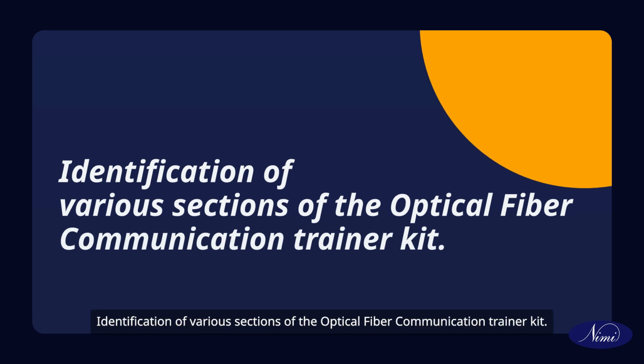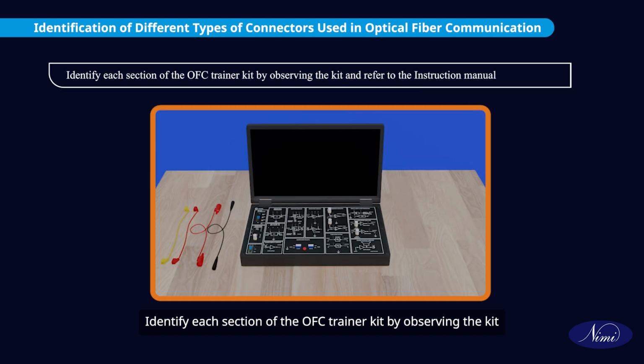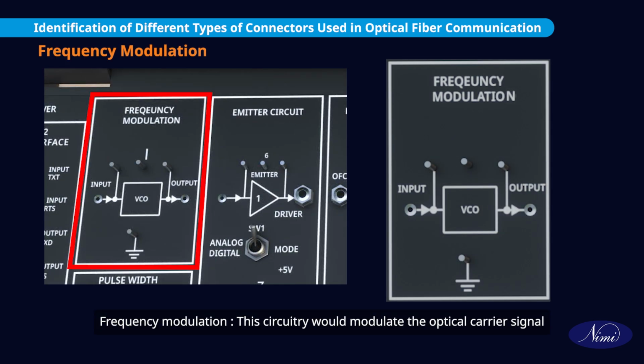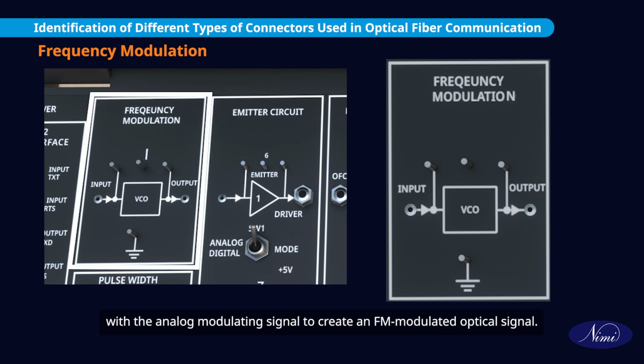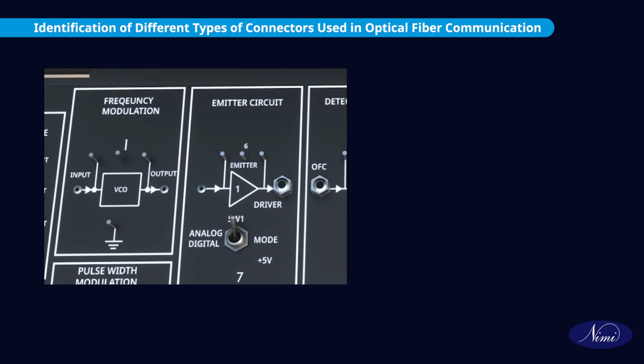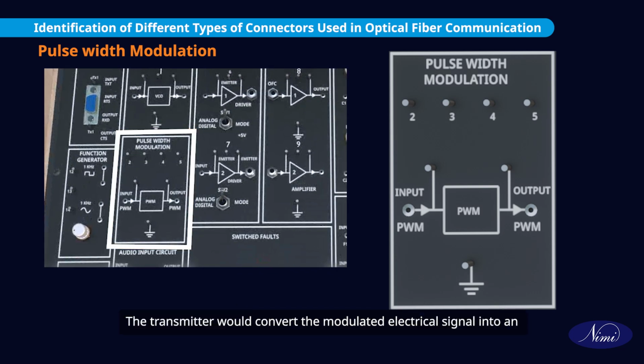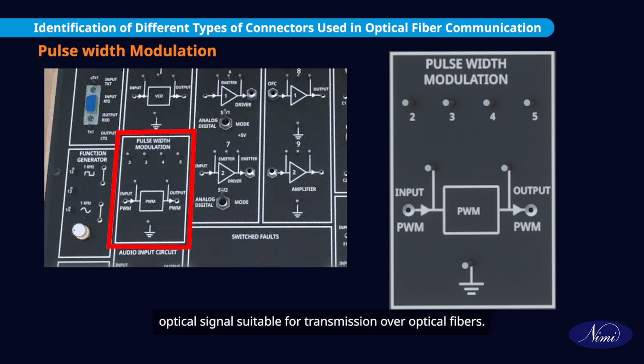Identification of various sections of the Optical Fiber Communication Trainer Kit. Identify each section of the OFC Trainer Kit by observing the kit and referring to the instruction manual. Frequency modulation. This circuitry would modulate the optical carrier signal with the analog modulating signal to create an FM modulated optical signal. Pulse width modulation. The transmitter would convert the modulated electrical signal into an optical signal suitable for transmission over optical fibers.